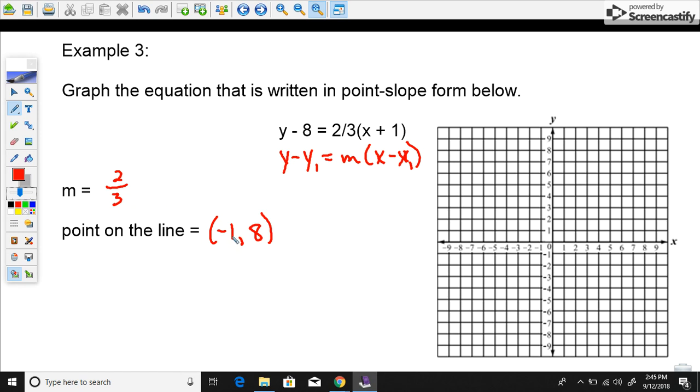So we have our slope, we have a point on the line. Now we're going to graph this just like we would with slope-intercept form. Slope-intercept, we had a slope and we had the y-intercept, which is just a point. So we plot the point first, -1, 8. And then from there, we do our rise and our run, up 2 to the right 3. There's a second point. We could also go down 2 to the left 3, and get another point. And then we can just draw a line. There's our line and our graph for that equation written in point-slope form.